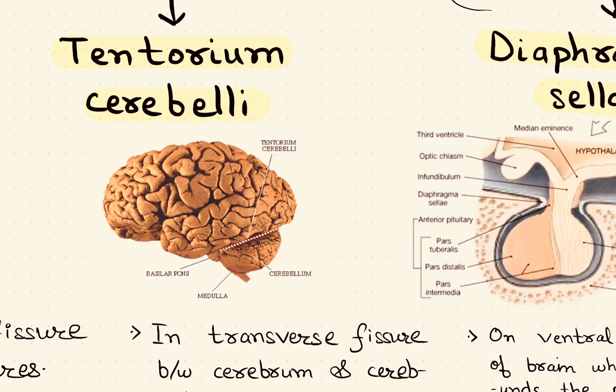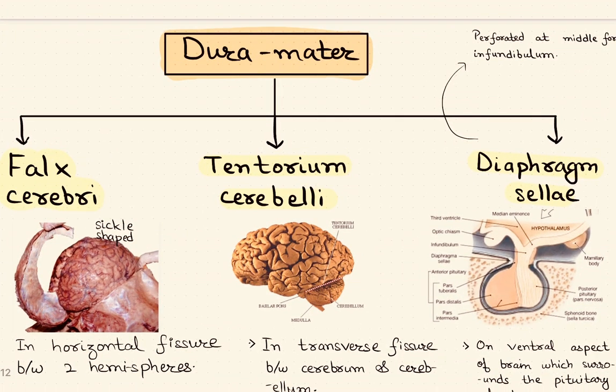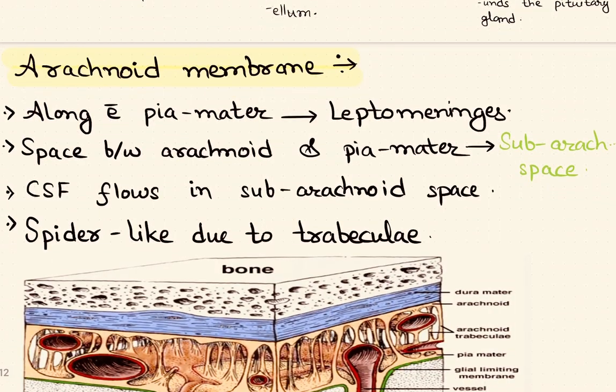That will come in the next lectures when we study the dorsal surface and ventral surface of the brain. At this time, you have to note that dura mater has certain structures. First is the falx cerebri, which fits between the two cerebral hemispheres. Then we have the tentorium cerebelli, the part of dura mater which fits between the cerebrum and cerebellum. Lastly, we have the diaphragma sellae, which fits on the ventral surface of the brain, generally around the pituitary gland.